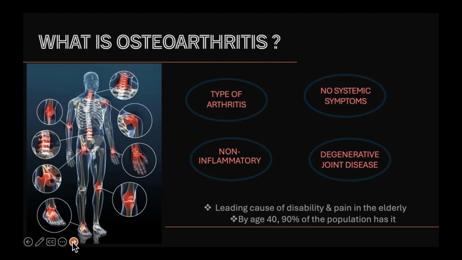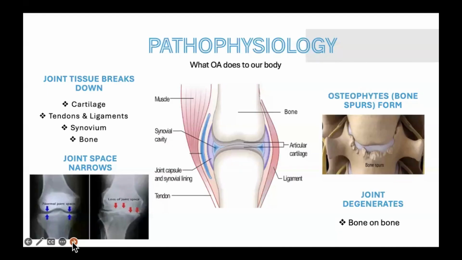OA is described as a degenerative joint disease because the joint continues to break down over a period of time. Here in the center of the slide, we can see the tissues that make up a joint. This is the knee, including cartilage, tendons which connect bone to muscle, ligaments which connect bone to bone, synovium which lines and lubricates the inside of the joint, and two bones that meet at the joint.